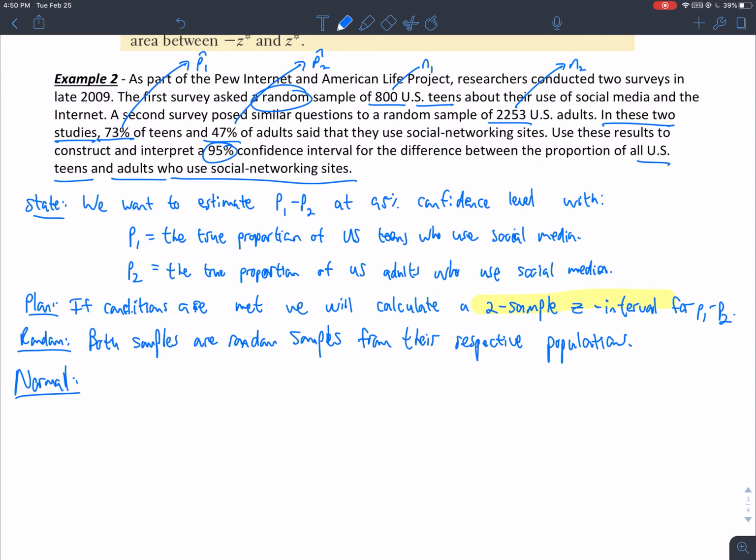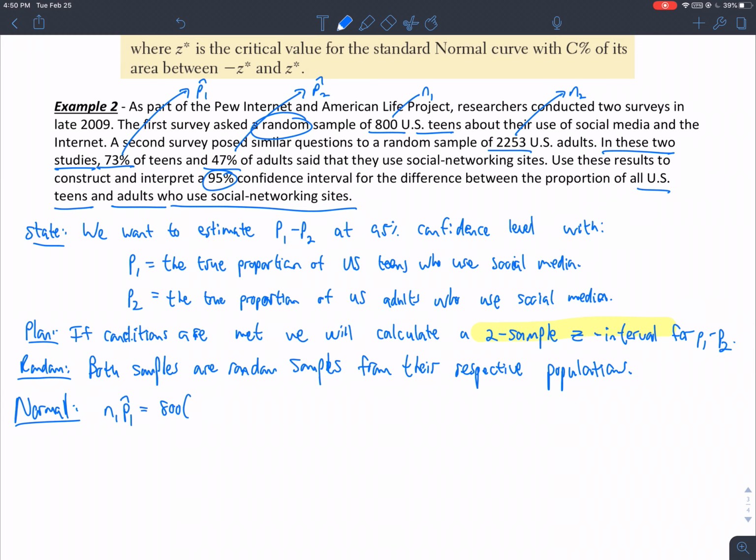Okay, and then normal condition here, large counts condition, because we're dealing with proportions, and we're checking large counts for both sampling distributions. So we're doing n1 p hat 1, which is 800, that's my n1, I think we said that, times p hat 1, which is 0.73, which is 584. That is greater than or equal to 10, okay? And then we're checking n1 times 1 minus p hat 1, which again is 800 times 0.27. What would that be? 26, okay?